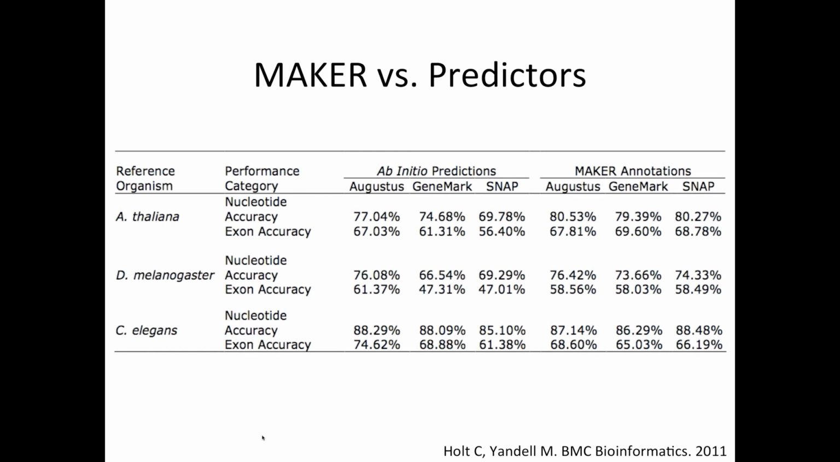So if we look at an example of how well Maker does compared to some of the ab initio gene predictors all by themselves, on some well-annotated genomes, Arabidopsis, Drosophila, C. elegans, and we look at these metrics, we can get some kind of an idea of how well Maker's doing. So let's highlight a couple of these, and we can see that Maker in this case has improved the overall accuracy, and in this case we're looking at nucleotide accuracy, so at a nucleotide by nucleotide count, how accurate are our annotations.